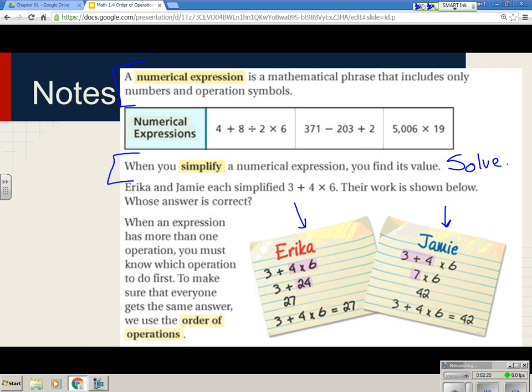So really what you're trying to do here is you're trying to figure out order of operations. So when an expression has more than one operation, you must know which operation to do first. To make sure that everyone gets the same answer, we use order of operations. And what I bracketed was the definition. So make sure you have that down too. Now as far as Erica or Jamie, you figure out which one is right now before finishing your notes and moving on. And we'll be looking back at this problem as we get into the next couple pages. Come back when you're ready.